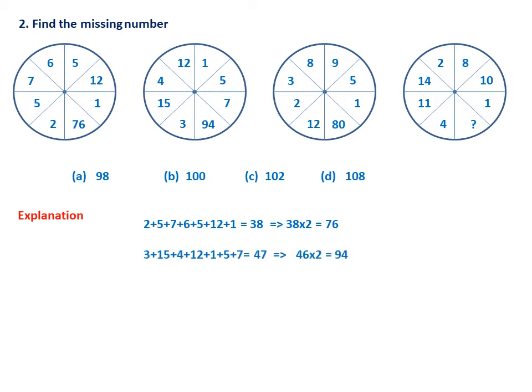Now you can see the second one, 3 plus 15 plus 4 plus 12 plus 1 plus 5 plus 7, you have to add, it is 47. 47 into 2, so that is 94. Similarly, next one, 12 plus 2 etc., sum of the first 7 numbers starting from 12 is 40. 40 into 2 is 80. Therefore definitely you have to add them, 4, 11, 14, 2, 8, 10, 1. Sum is 50 actually. 50 into 2, 100. So this is the reason.